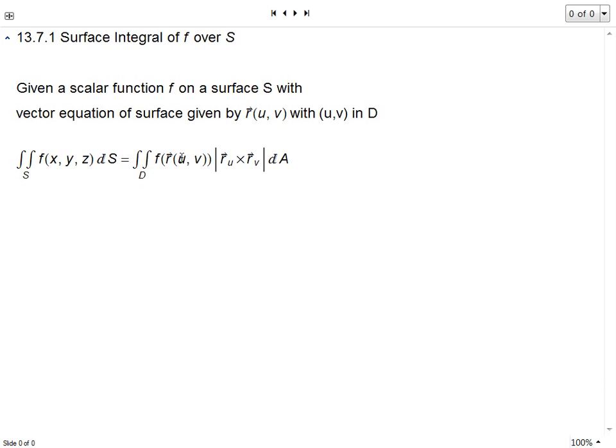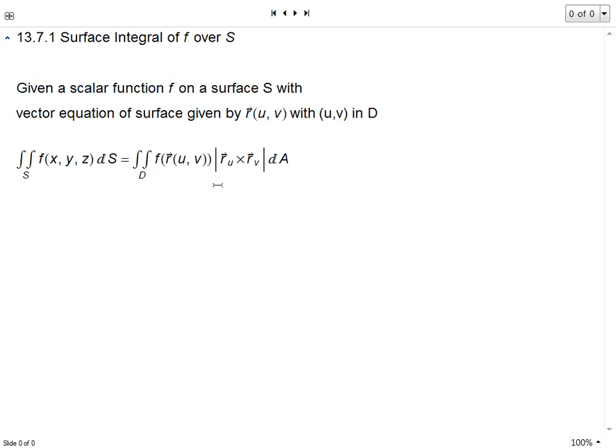What does f of r of u, v mean? We evaluate f, replacing our x, y, and z in that function with the components of the vector function. So that's what that means. Just plug the components of the vector function into the scalar function. I'll show this in an example. Okay, so that's your function. And then times dS is your differential with respect to surface area.